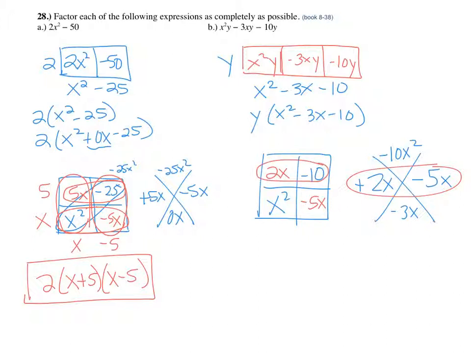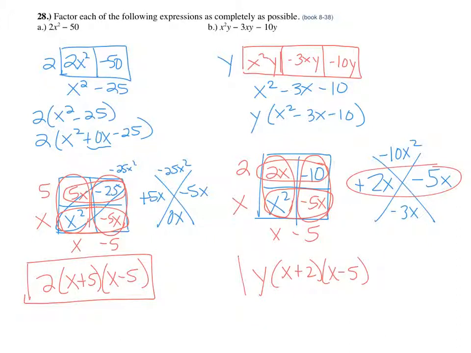So I fill those two that I just found into my generic rectangle, and I factor out every row and column. So 2x and negative 10 are both even, meaning they're both divisible by 2. X squared and negative 5x both have an x. X squared and 2x both have an x. Negative 10 and negative 5x both divisible by negative 5. So we pulled out our GCF of y, we can't drop that, and then we have the x plus 2 times the x minus 5. That is completely factored.